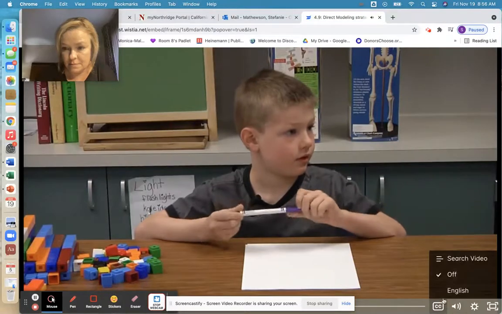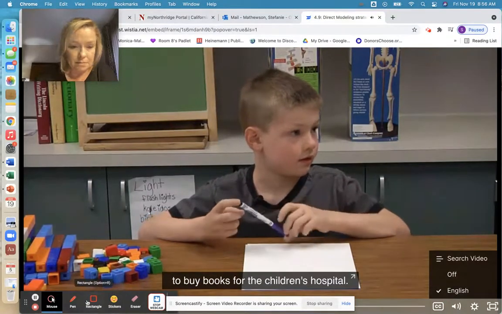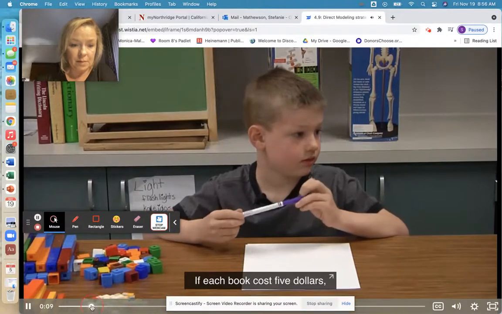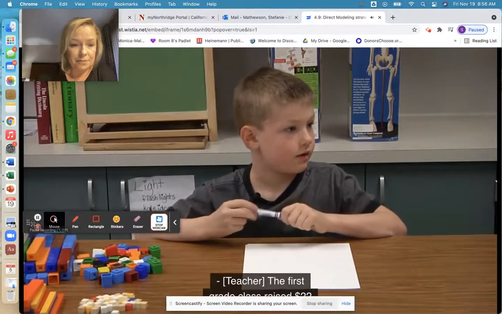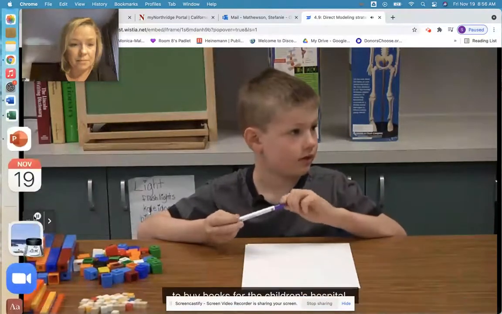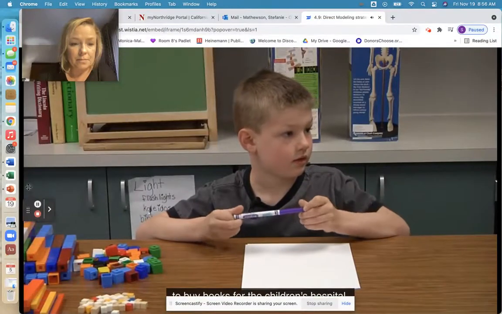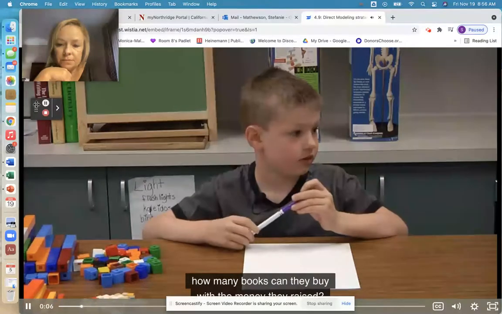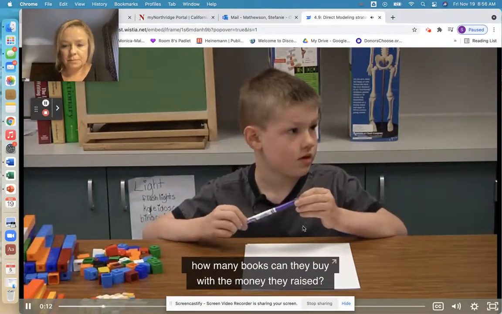Grade class raised $22 to buy books for the Children's Hospital. If each book costs $5, let me start that again. The first grade class raised $22 to buy books for the Children's Hospital. If each book costs $5, how many books can they buy with the money they raised?